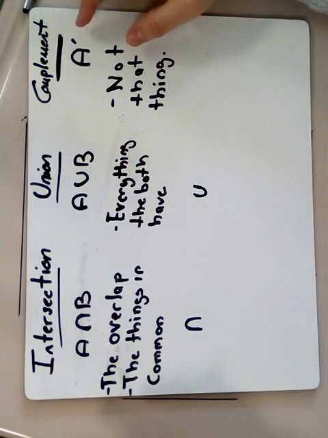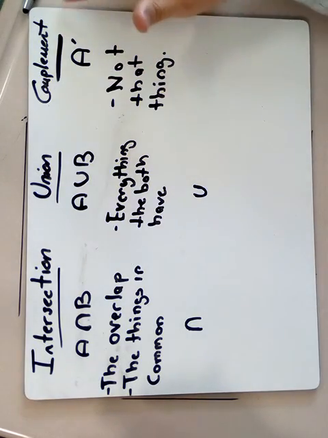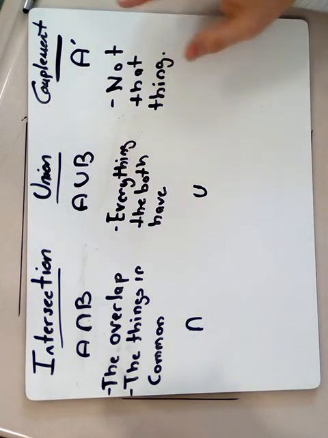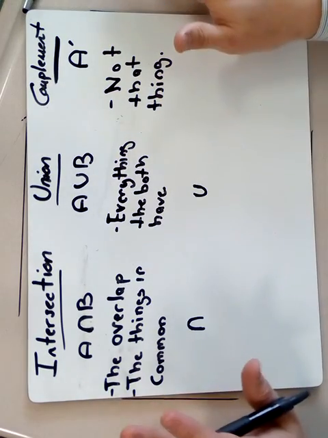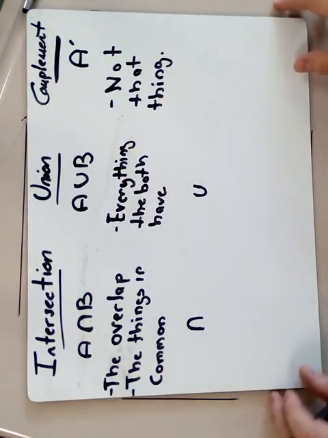Then there's A complement, or not A, which is the things that are not in A. Okay? So let's take a look at how that works.